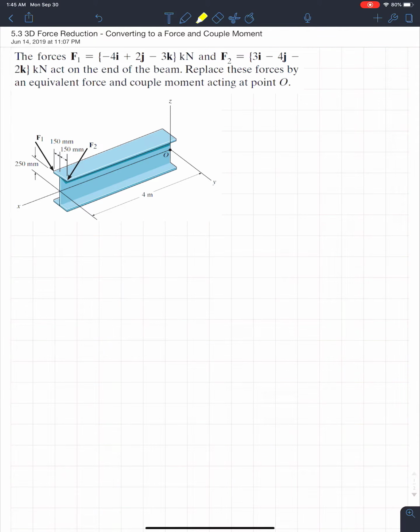Hello everyone, and welcome back to another Eng 130 video tutorial. In this tutorial, we're going to continue on with force reduction. As you guys probably know, this is all we're doing this week is force reduction, and I promise you by the last video, you will see why we're doing force reduction. And it's kind of ironic because force reduction is very, very important. It's what we do in engineering all the time.